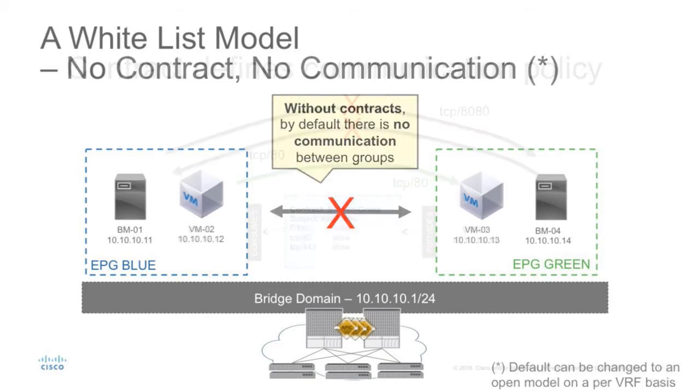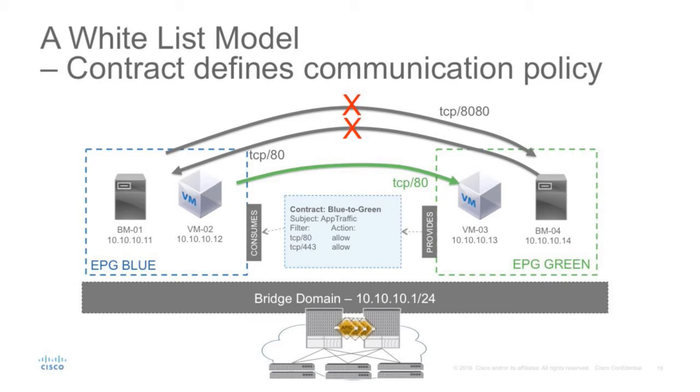When you define a contract, you enable connectivity. For instance, here we have a contract between the green and blue EPG that enables the green EPG to listen on ports 80 and 443. So now the blue EPG or the endpoints on that EPG can open connections to those ports, such as in the green arrow. If they try to open connections to ports that are not part of the contract, those connections will be dropped in hardware and logged.